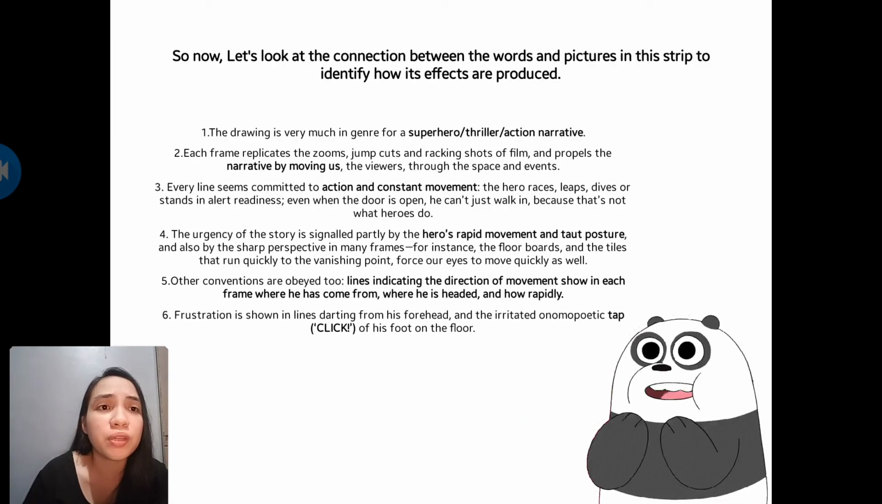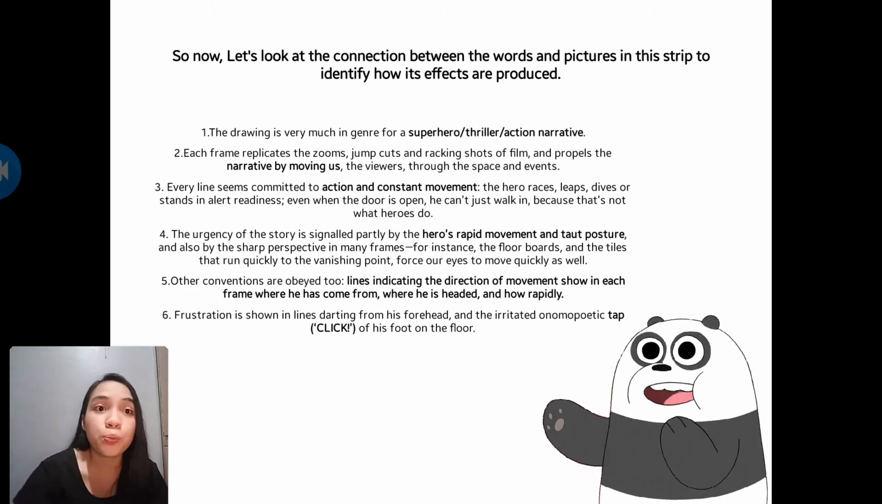So in that statement or in that picture, we can conclude that he is truly a superhero because he can't just walk in, because that's not what heroes do. A superhero knows that entering other people's house or other people's property is an action of a criminal, and that is what heroes do not do. So we can conclude that he is a superhero.